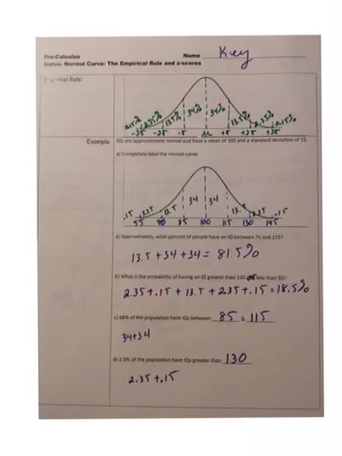Right, my beauties, we are looking at page 1 of the empirical rule and z-scores. So the empirical rule is used when our data follows approximately a normal curve.